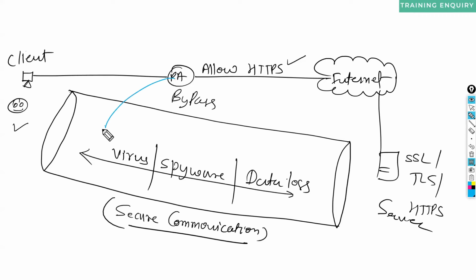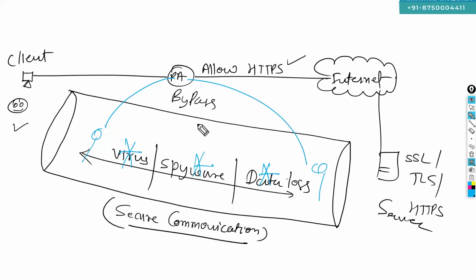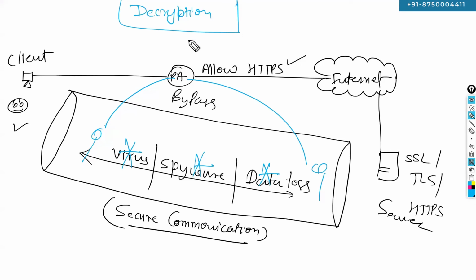But if they are trying to use that tunnel to exchange virus, spyware, and data loss, then our firewall should be able to detect that and stop that attack. To do so, our firewall should have a capability, and this capability will come with a feature when we have decryption supported on our firewall.